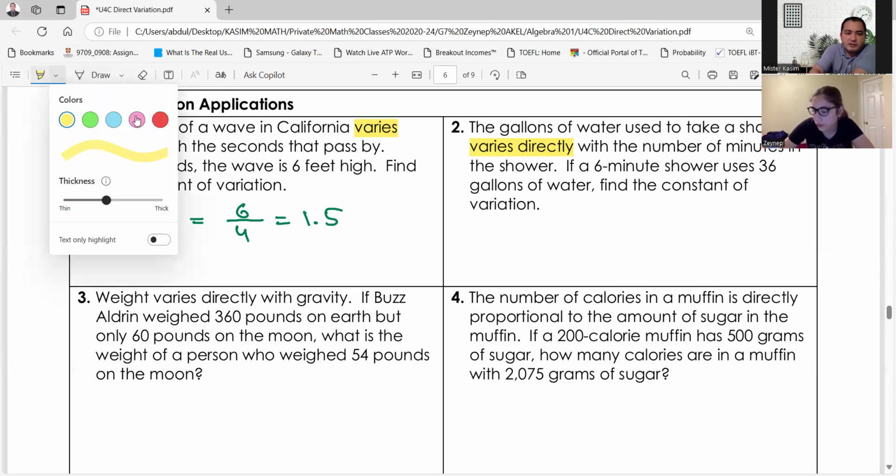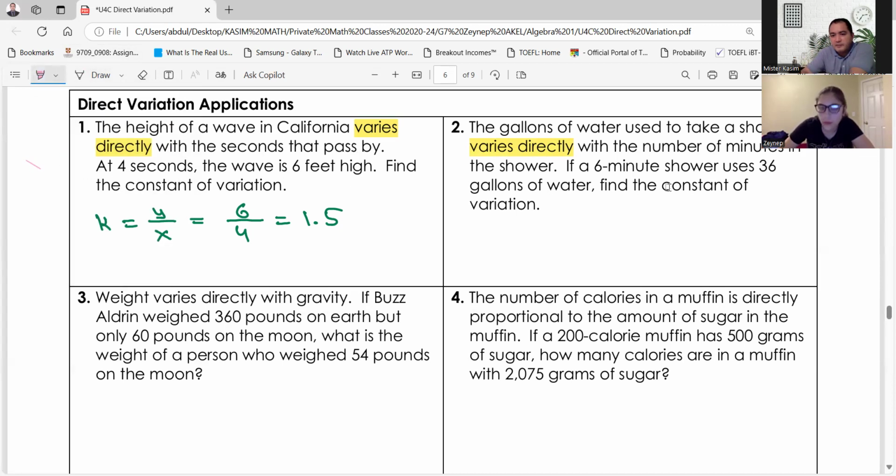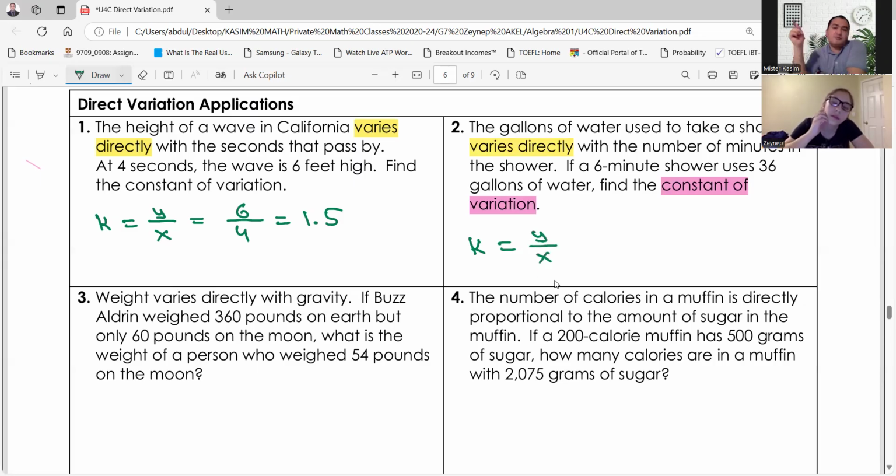Let me just change the color so you can see better. What is the constant of variation? K equals y over x. Constant of variation, in some books they say constant of proportionality. It's the same thing. Then, keeping in mind gallons per minute, so 36 gallons per 6 minutes, which is equal to simplified.